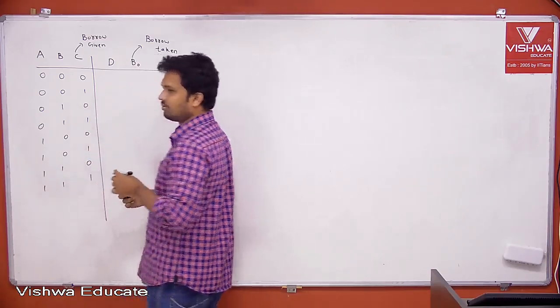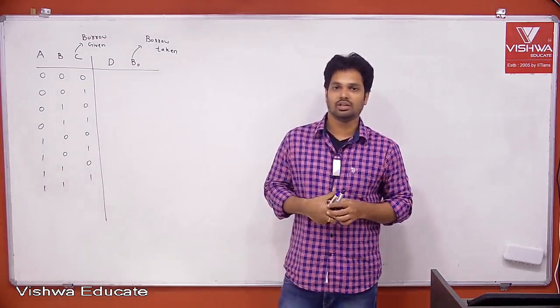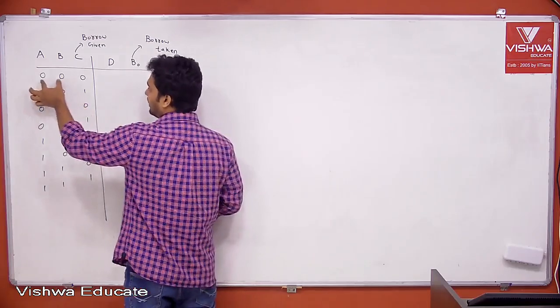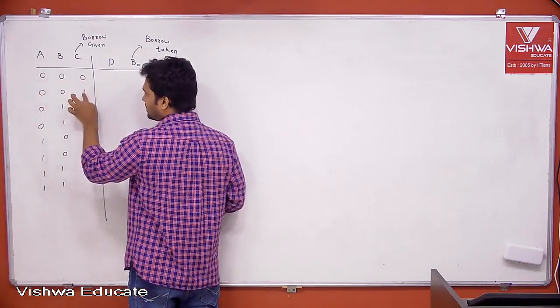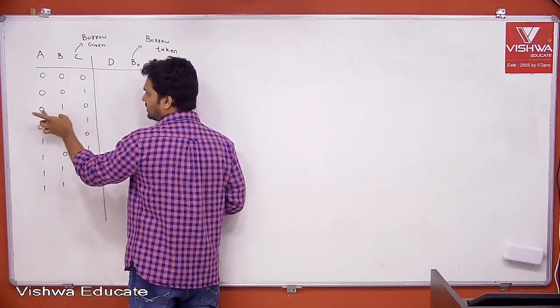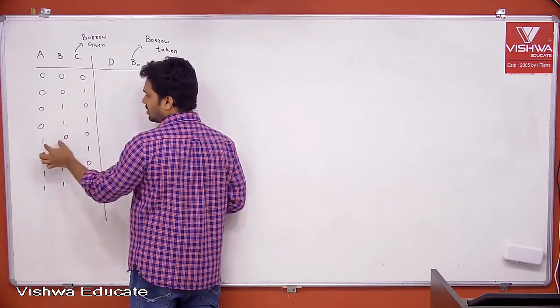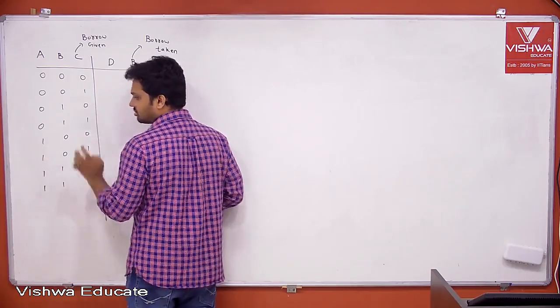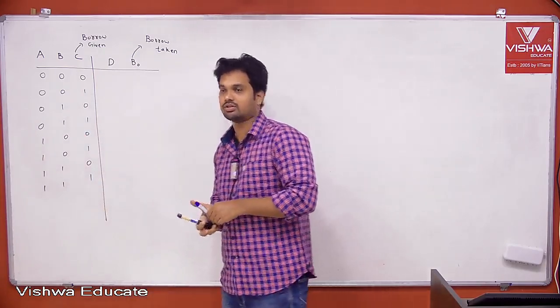Right. Please understand the first possibility. Just now we discussed all the possibilities. I am making it in a tabular form. A0, B0: two possibilities, borrow given is nothing, borrow given is 1. A0, B1: two possibilities. A1, B0: two possibilities. A1, B1: two possibilities. Let us see all the possibilities.